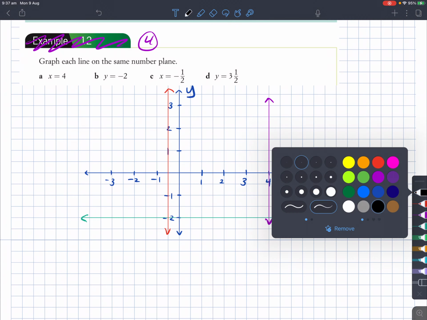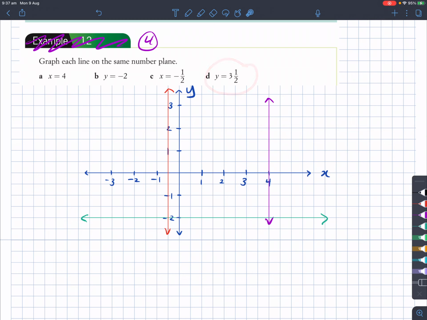Last but not least, we have y = 3.5. So 3.5 will be right here, just a bit above 3. If I make that horizontal line go across, there we go. We've got y = 3.5. Normally, if we are to sketch all of these, it's quite good to write down what equations they are. So this one was y = -2. The red one here was x = -1/2. The black line here is y = 3.5. And our purple line here was x = 4.